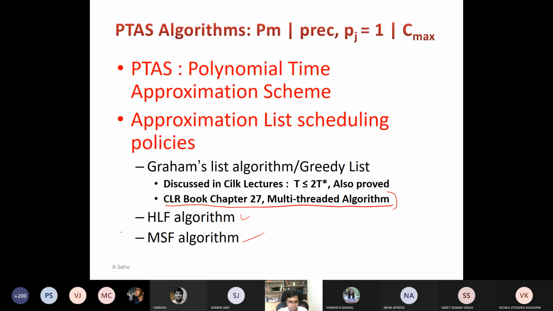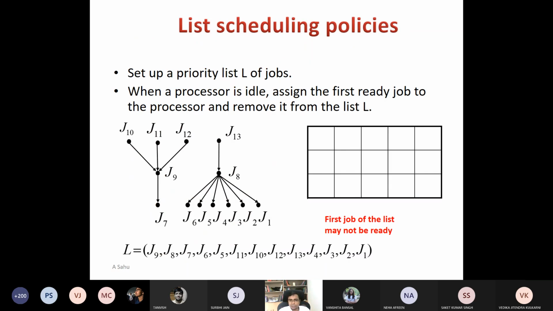These are not proved ones, but this one is an approximation. So the list scheduling policy: very basically, we create a list. Set up the priority list L, and when a processor is idle, assign the first ready task to the processor and remove it from the list. This is whatever we have seen in the earlier case. This is nothing but the same thing as HLF. So this is the Hu algorithm.